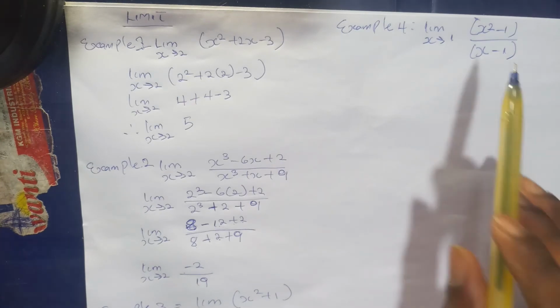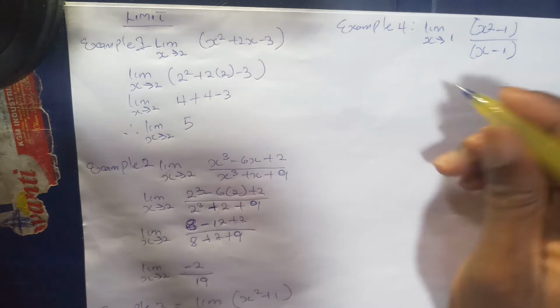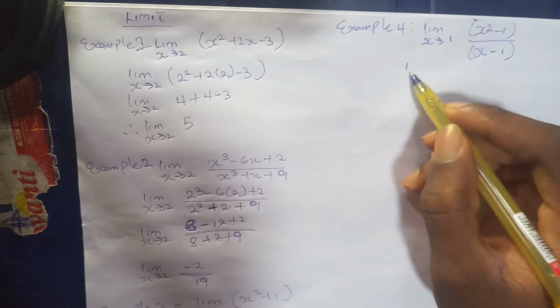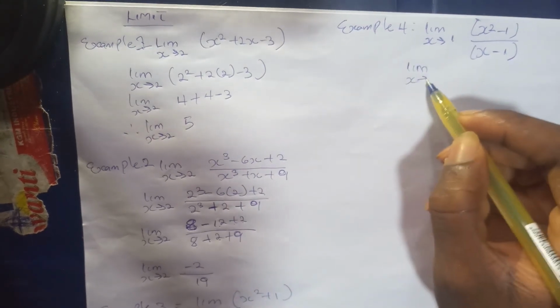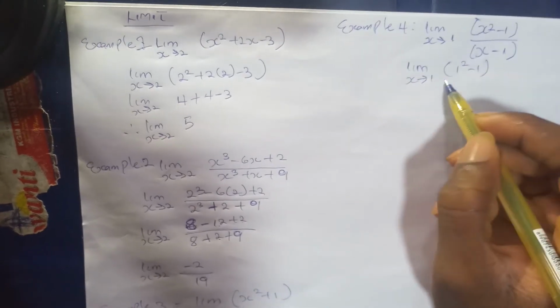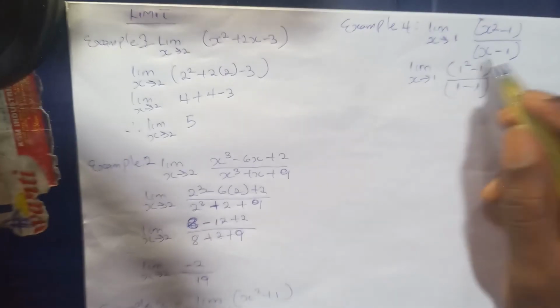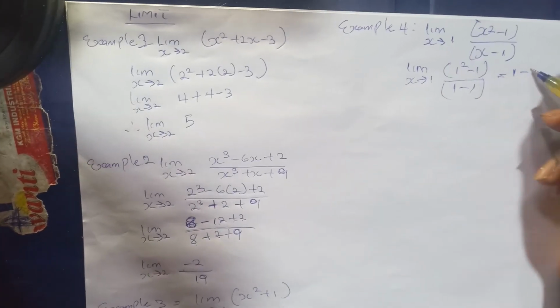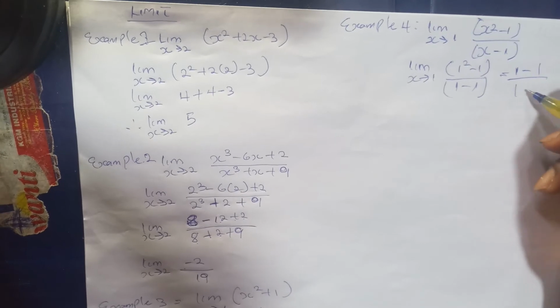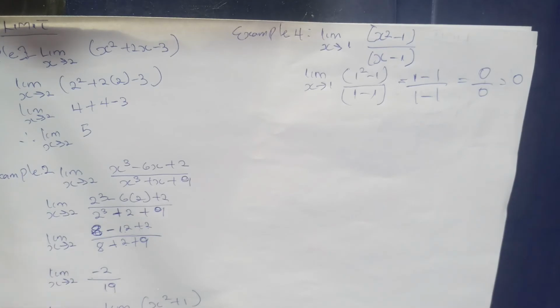Example 4. Lim x approaches 1, x squared minus 1 all over x minus 1. Now, if you do a direct substitution here, let's do it. Lim x approaches 1, 1 squared minus 1 all over 1 minus 1. Now, x squared is still 1, so 1 minus 1 divided by 1 minus 1, which gives us 0 divided by 0. Since the answer gave us 0, we are going to look for another way to solve it.